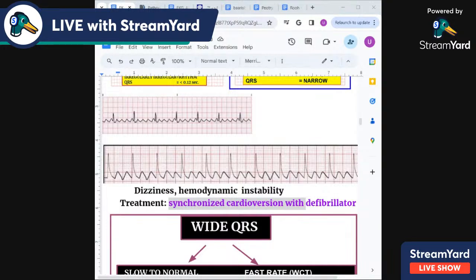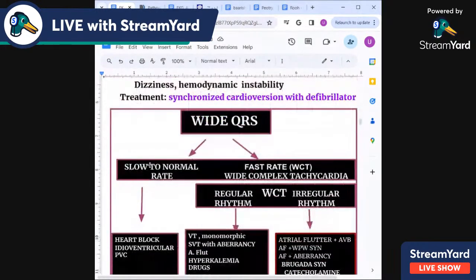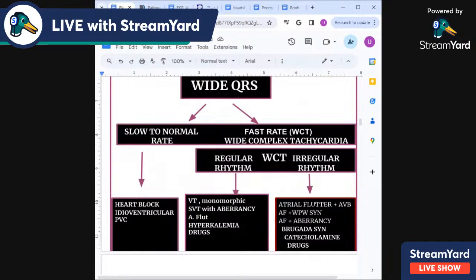So here we have done the causes of the narrow QRS with EKG, and the next we will do in the next session, maybe next week, the causes of wide QRS, and we'll discuss all the EKG features of the wide QRS. So we have done all the narrow QRS causes today. Maybe I can repeat if possible.